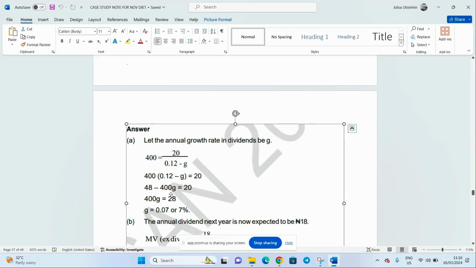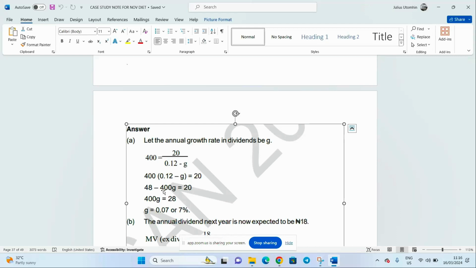Then 400 times G gives you 400 G, right? Then collect the like terms. This is minus 400 G. When it crosses the equality sign, it becomes positive. So you have 400 G equals to, this is 20, when it crosses the equality sign, it becomes minus. So 48 minus 20 will give you 28. So make G the subject of the formula. 28 divided by 400. What do you have? 7%. Is it clear now?